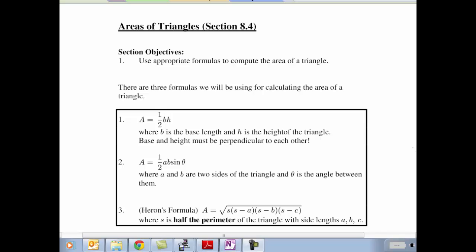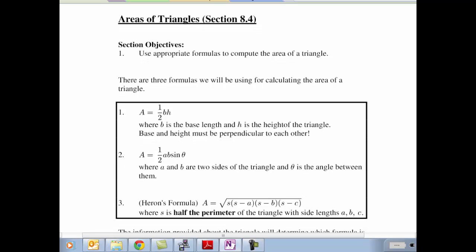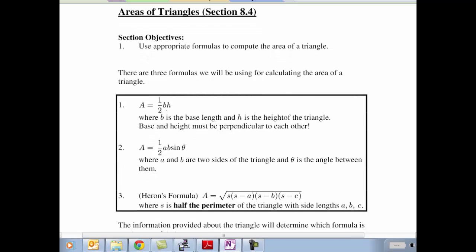In this section, 8.4, we're looking at 3 different formulas for the area of a triangle. One of them you know from geometry, that the area of a triangle is 1/2 the base times the height. But you want to keep in mind that the base and the height have to be measured perpendicularly to each other. So if this is the base, then the height would be that length that I just drew in.